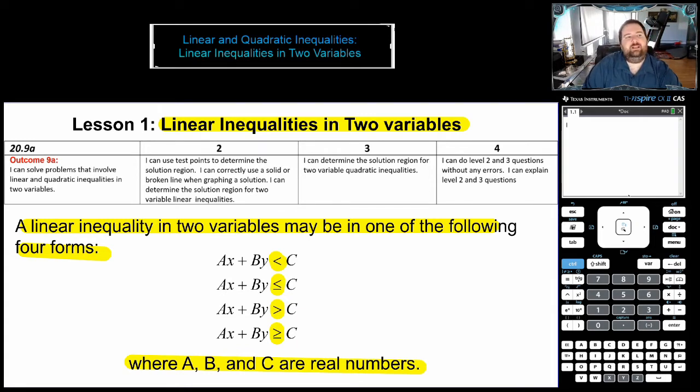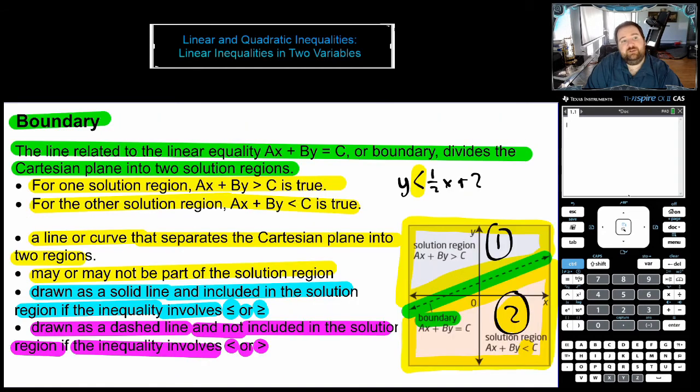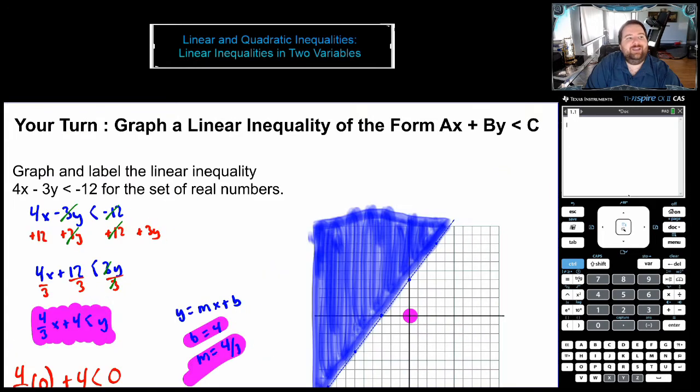In the last episode, I introduced linear inequalities to you and talked about solution regions and boundary lines, and we also did an example. Today what we're going to be doing is word problems that involve linear inequalities.